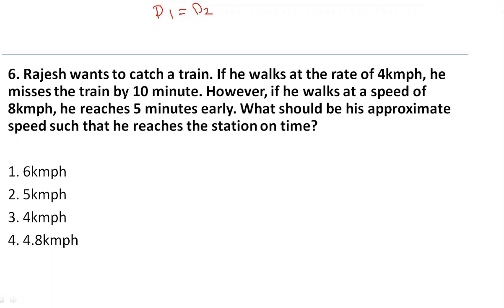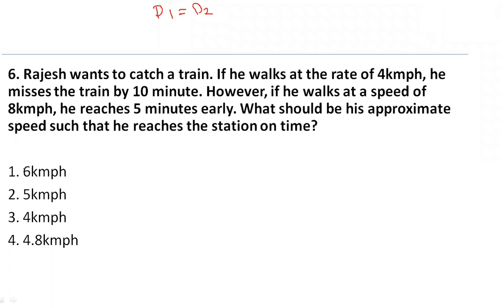Rajesh wants to catch a train. If he walks at the rate of 4 km per hour, he misses the train by 10 minutes. However, if he walks at the speed of 8 km per hour, he reaches 5 minutes early. What should be his approximate speed such that he reaches the station on time?